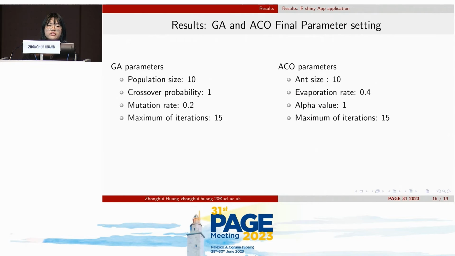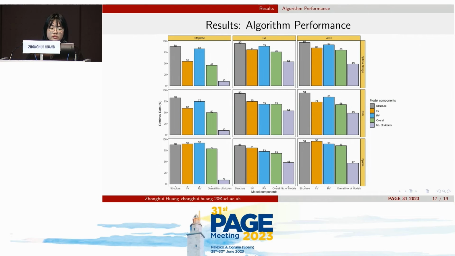Finally, we conducted the experiments for the 72 simulated cases using the final parameter setting here. What we observed for the algorithm performance is that different data types have different performance. For optimal design data, GA and ACO have a higher accuracy rate than the stepwise algorithm. Similarly, for rich data, GA and ACO have a higher accuracy rate.